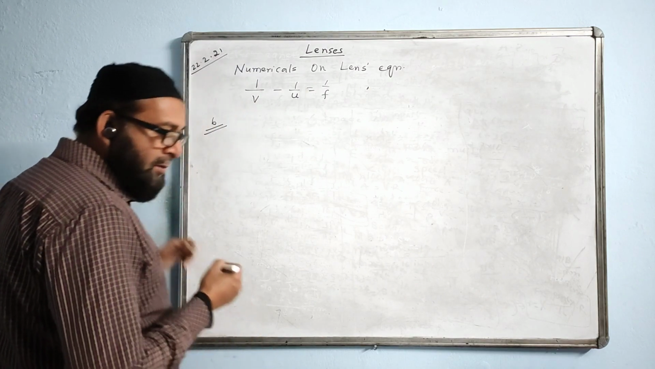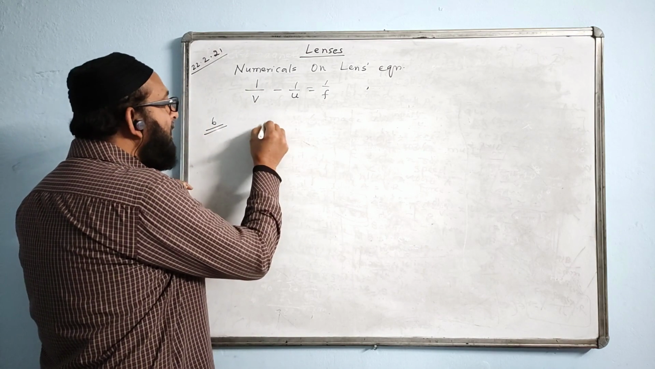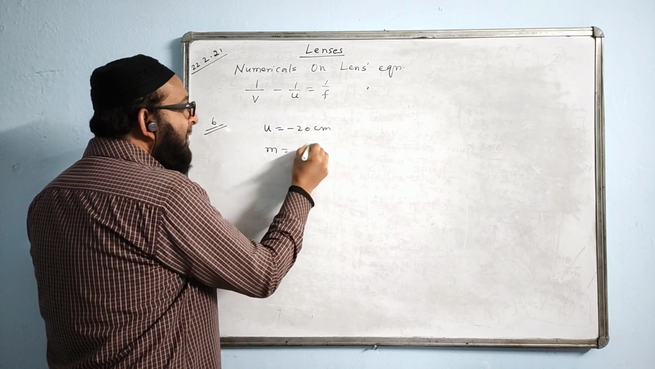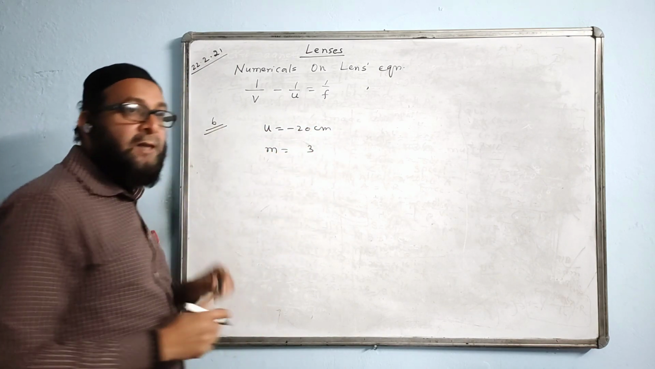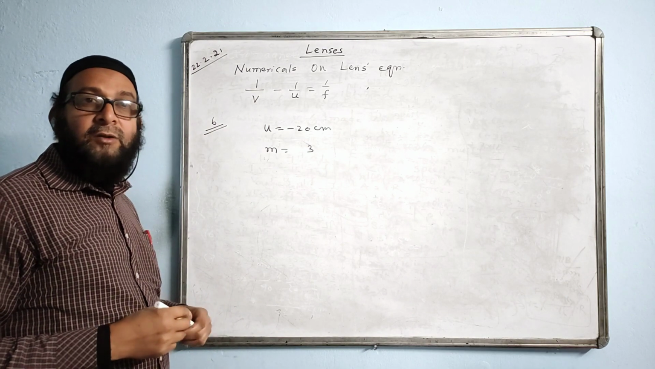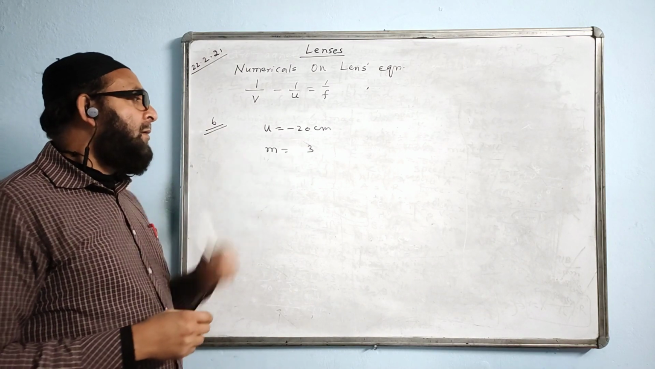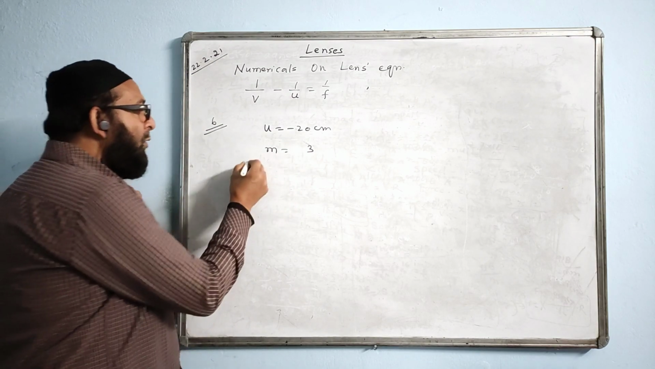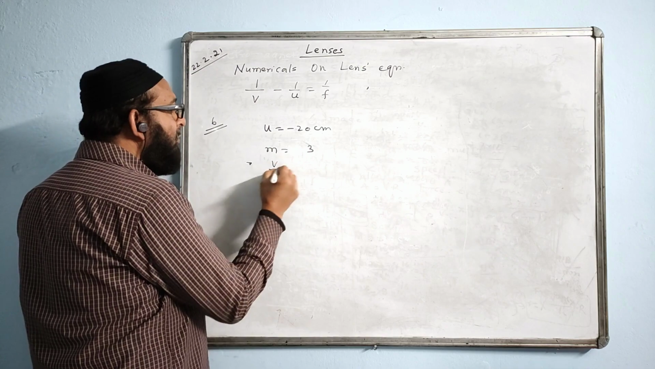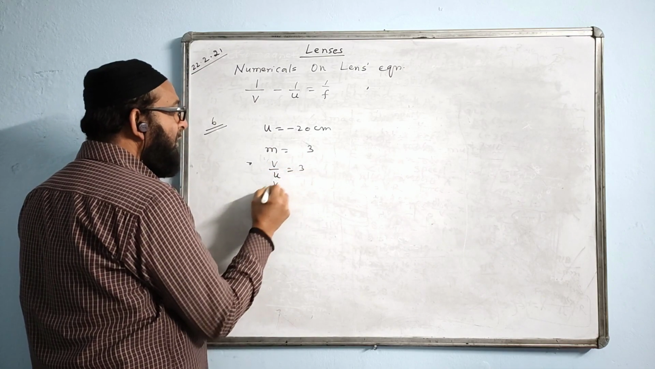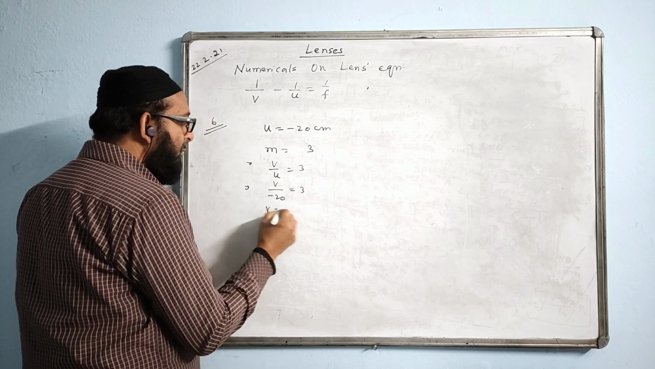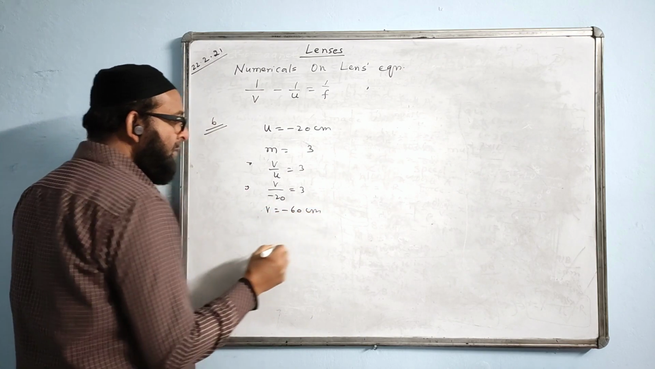Okay, the object distance is given 20, right? The u value is minus 20 centimeters. And the image is 3 times enlarged, right? But the image they are saying erect image. The erect image will be virtual. That is, m sign will be positive. Now below m I write here v by u is equal to 3. Therefore u value is minus 20, equal to 3. The value of v will become minus 60 centimeters.